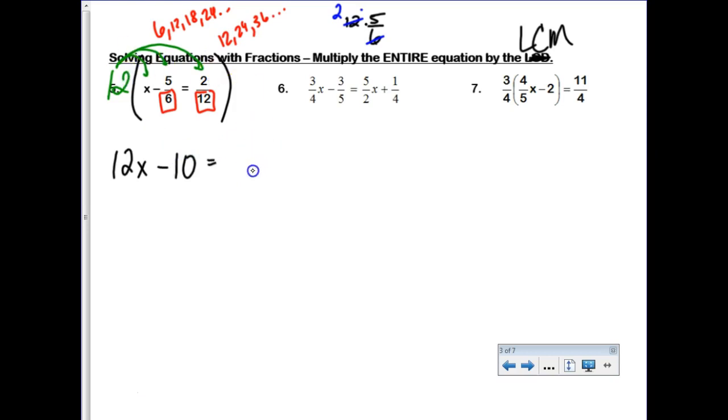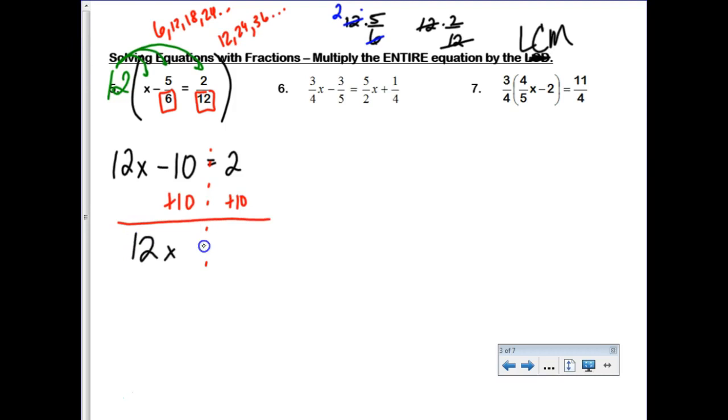And then 12 times 2 over 12, well, same idea. 12 times 2 over 12, the 12s are going to cancel, and you get 2. Look at that, a beautiful equation, not a fraction in sight. So we're going to add 10 to both sides. We get 12x equals 12, and a not so terrifying answer of x equals 1.